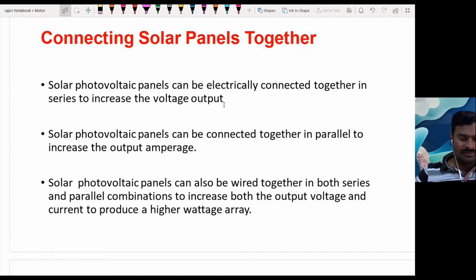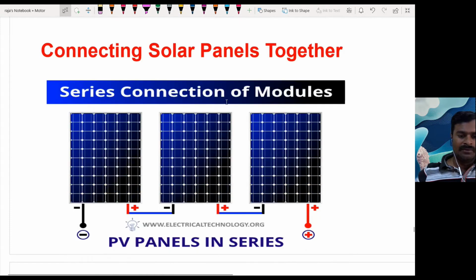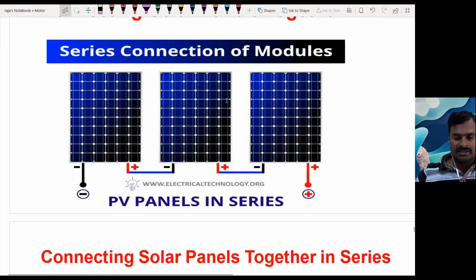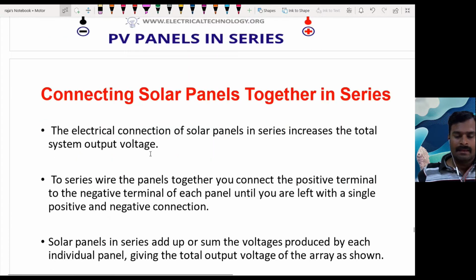In case you have 24 volt, then we need to go for this series connection. So here we can see I have connected three solar panels in series. It is similar to connecting three batteries in series, so the voltage would increase. It is a summation of the voltage of individual panels, and the current is going to be the same in the series circuit. So this is a simple KVL and KCL law, which is also applied here.